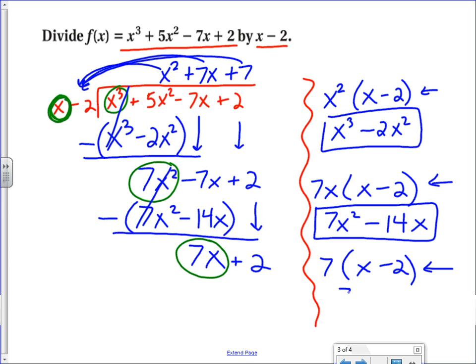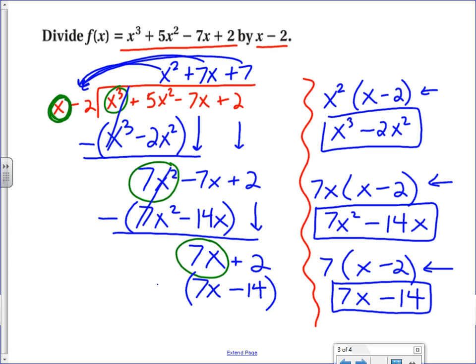So 7 times x is 7x. 7 times minus 2 is minus 14. We take this expression, write it underneath, and remember to put it in parentheses and subtract it. 7x minus 7x cancels out. Positive 2 minus a negative 14 is like adding 14. So 2 plus 14 is 16. And there's nothing left to bring down from the original dividend. That's how we know we're done with this problem.